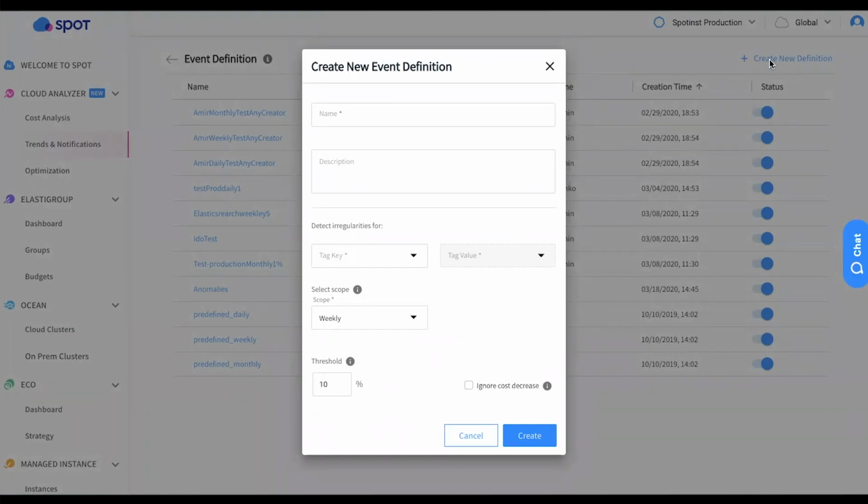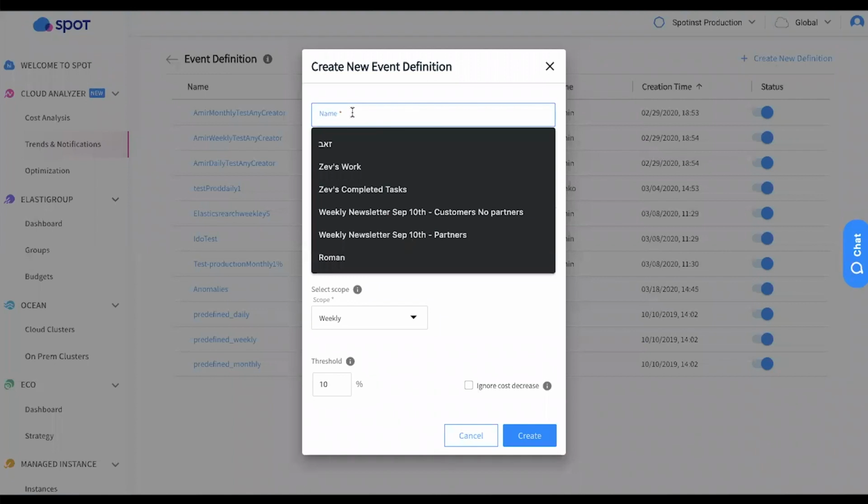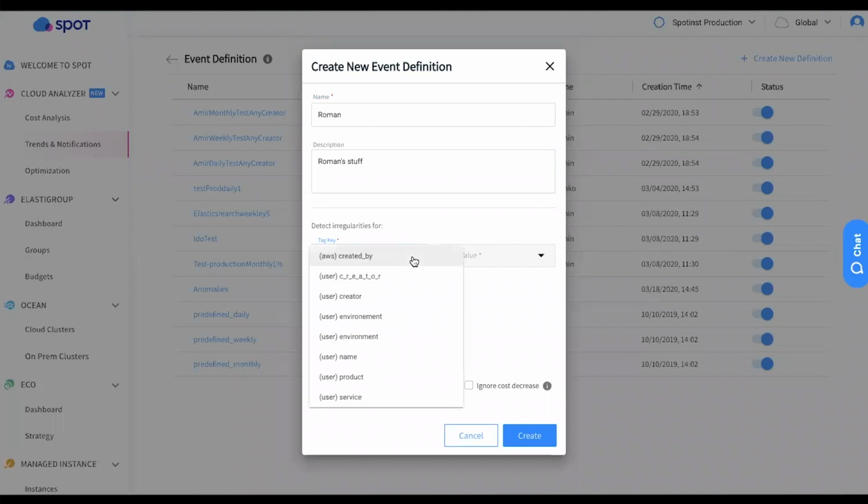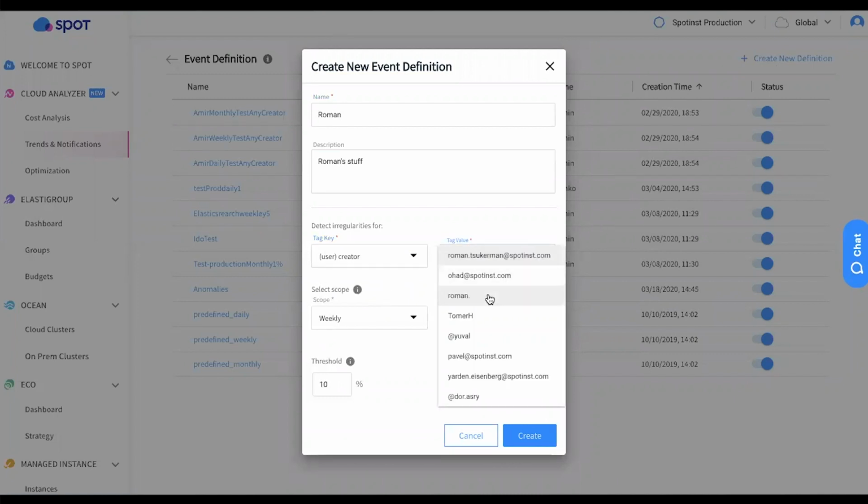So I'm going to go ahead and create a tag, and I'll be able to define an anomalous event based on that. Over here, I'm going to use Roman, one of our developers. That's going to be the tag, and this is Roman's stuff. Now I'm going to select the keys that I have in my environment, and the key that we have for that is creator, and then all the different teams, all the different people. So I have Roman over here.